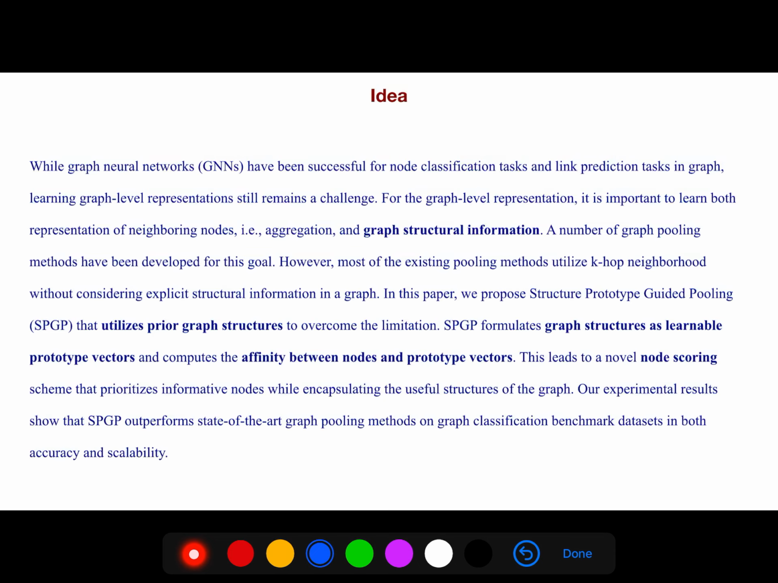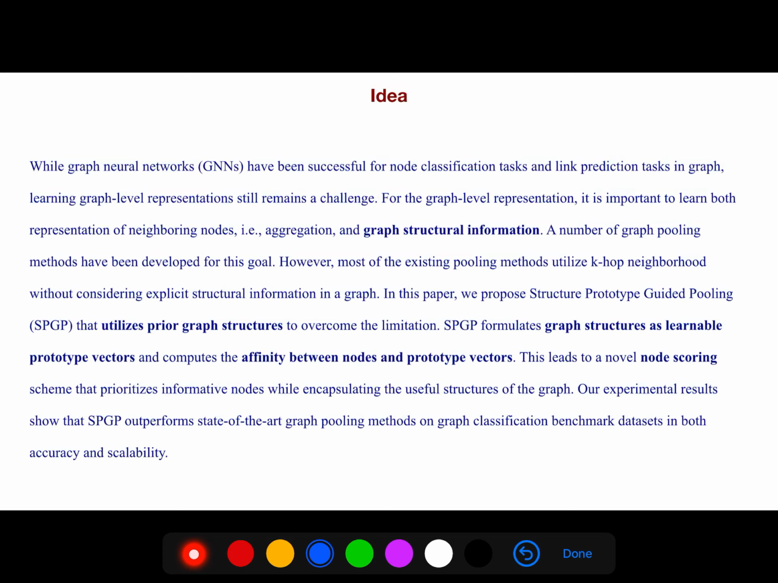For the graph level representation, it is important to learn both representation of neighboring nodes, aggregation, and graph structural information. A number of graph pooling methods have been developed for this goal. However, most of the existing pooling methods utilize k-hop neighborhood without considering explicit structural information in a graph. In this paper, we propose structure prototype guided pooling that utilizes prior graph structures to overcome the limitation.